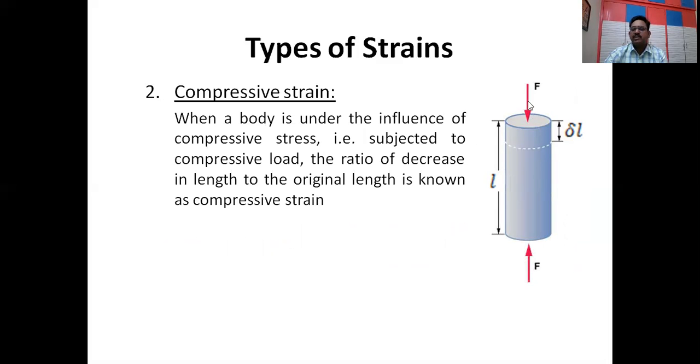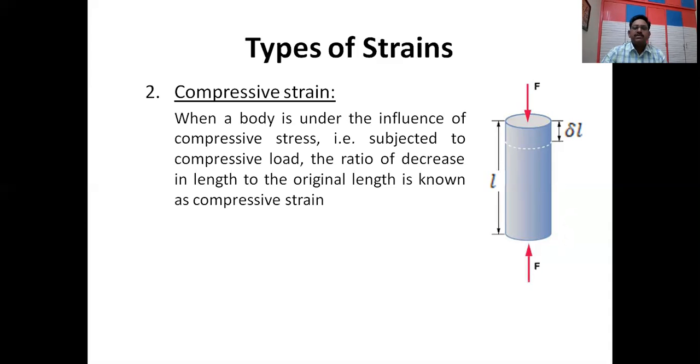For example, if you see here, F is the compressive force, equal and opposite pushes, not pulls, pushes, along the axis. So when a body is under the influence of compressive stress, it is subjected to a compressive load, and because of this action the length will be decreased. Of course, the lateral size will be increased, but we are talking about the longitudinal one. So the ratio of decrease in length to its original length is known as compressive strain.